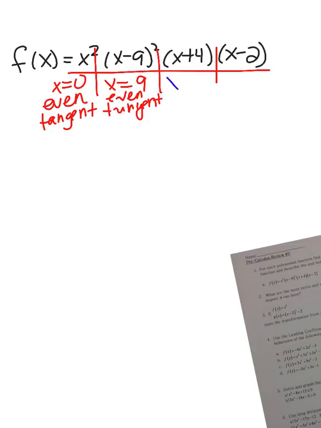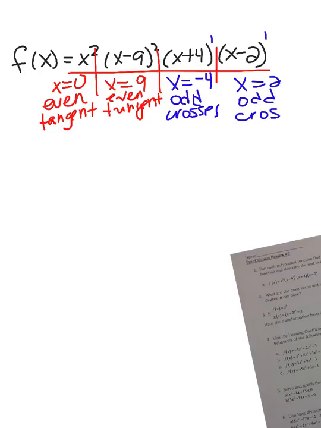The next one is x is equal to negative 4. The exponent for my factor is odd, because there's really a 1 there. So that means it crosses. And x is equal to 2 for the last one, and it's odd also because my exponent is odd. So that means it crosses.